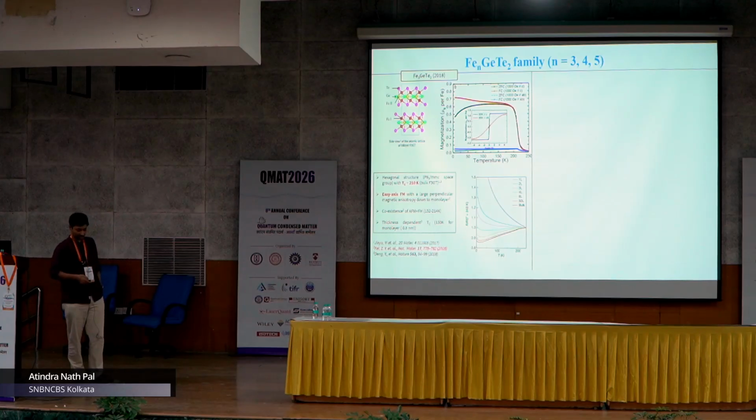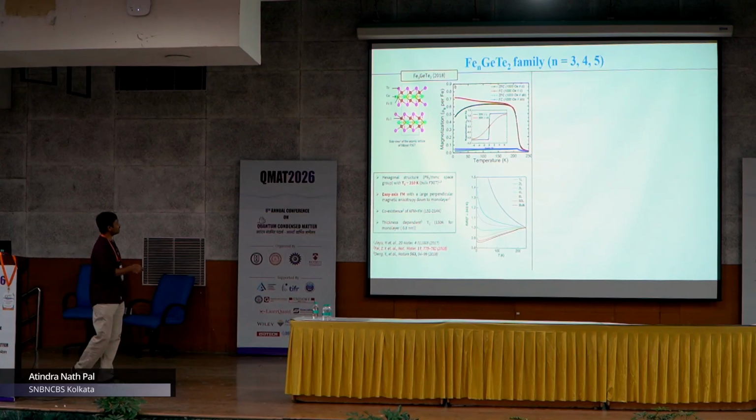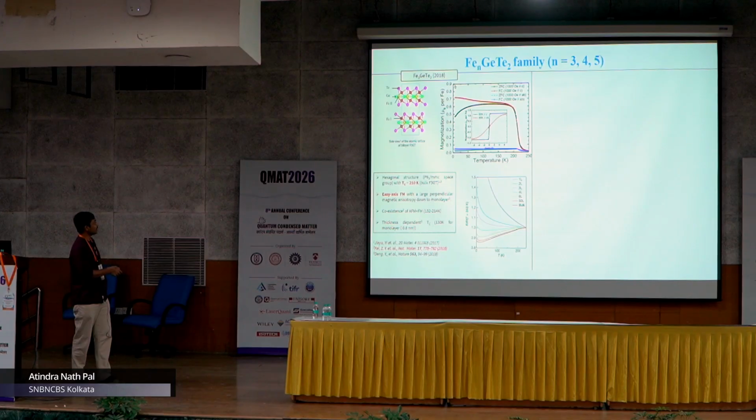What is the property? This is the typical magnetization curve of Fe3GeT2. You can see that there is a ferromagnetic transition, and then it slightly behaves like this and increases. There is some anomaly, and it is an easy axis ferromagnet, where the easy axis is in the c direction.